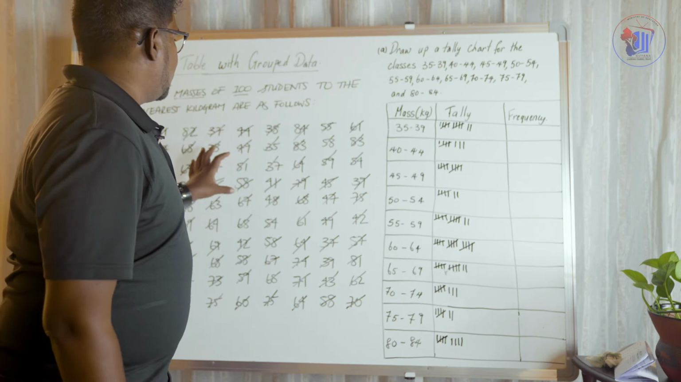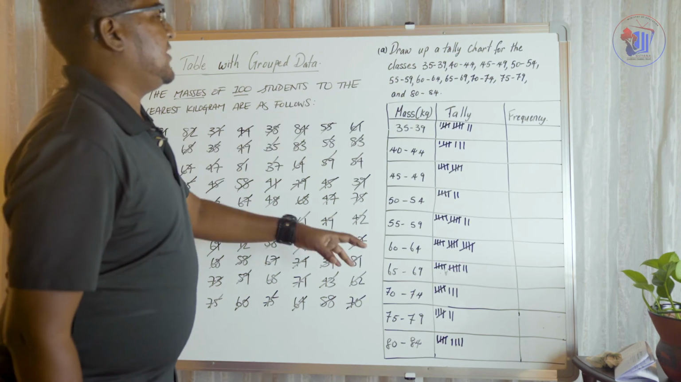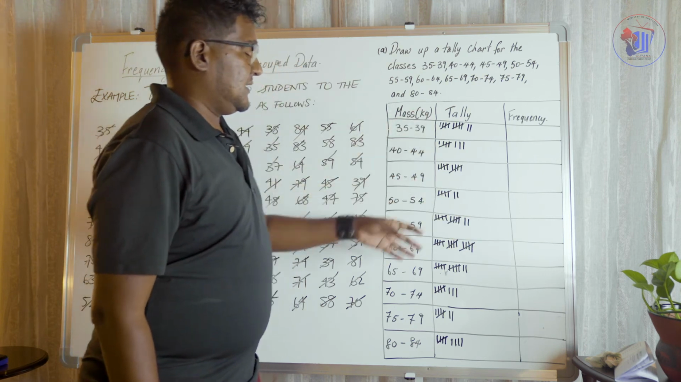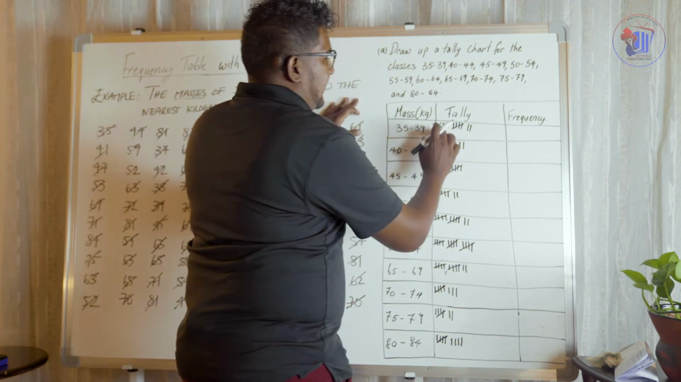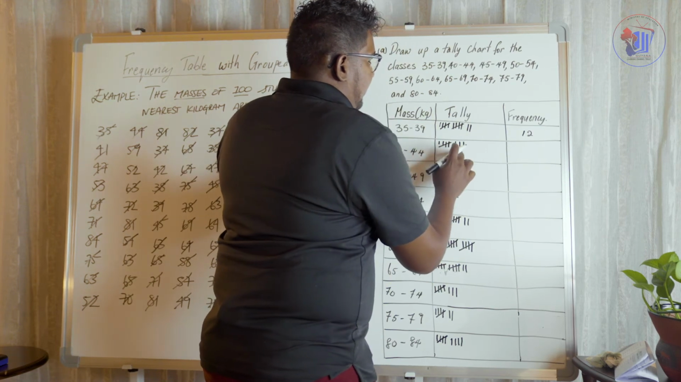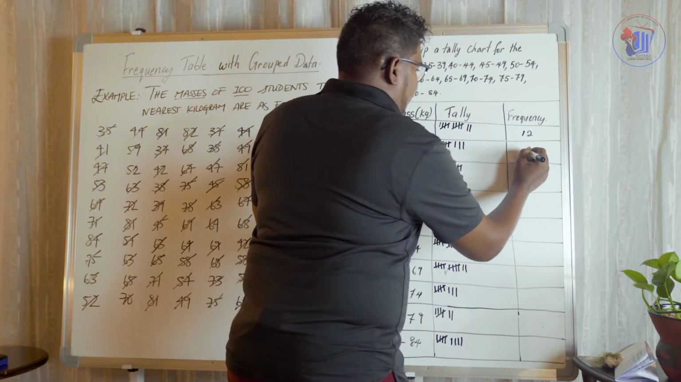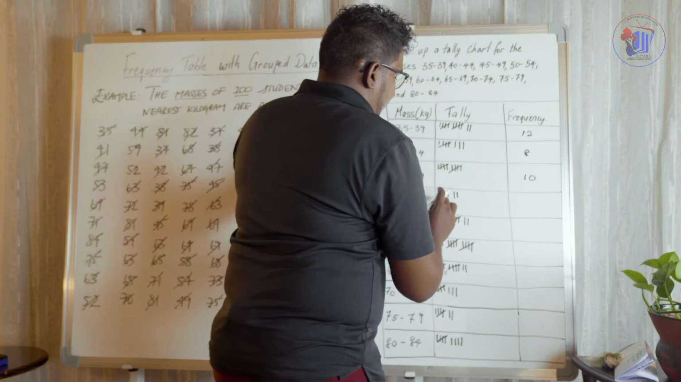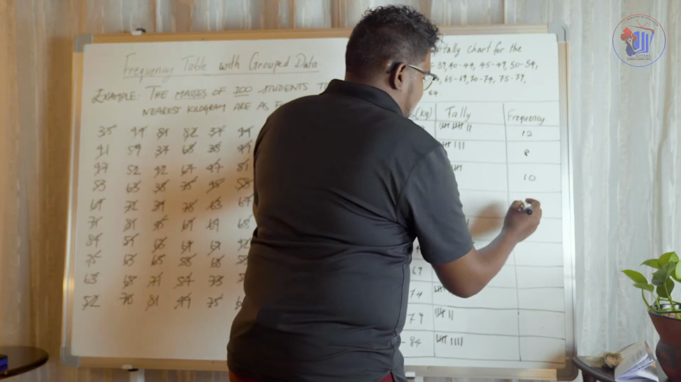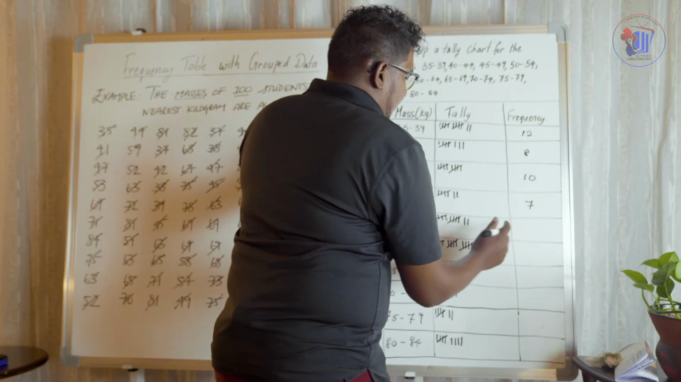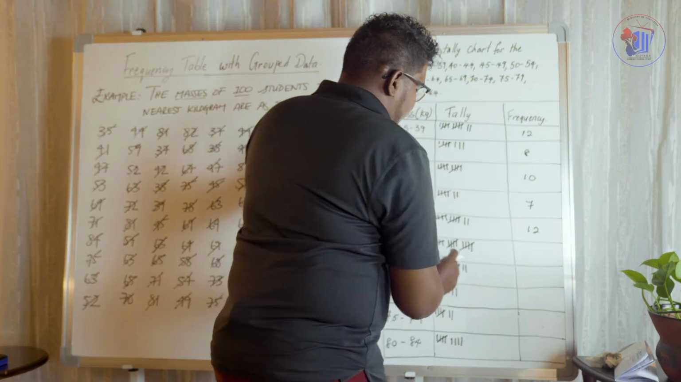Now that we've entered our numbers into the frequency table, we're going to write our frequencies using the tally. So here we have 5, 10, and 2, that's going to give me 12. 5 and 3, that's going to give me 8. 5 and 5, that's going to give me 10. 5 and 2, that's going to give me 7. 5, 10, and 2, that's going to give me 12.